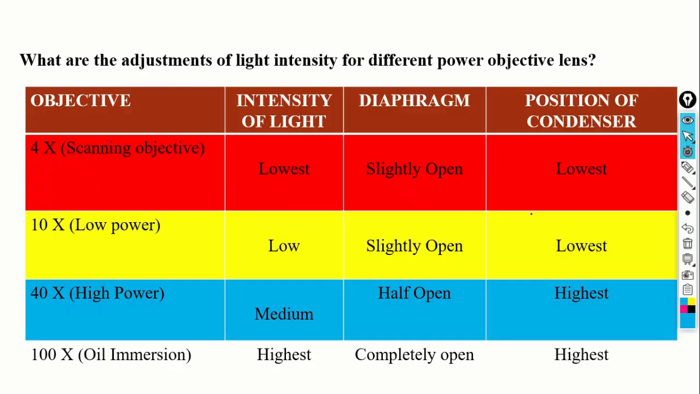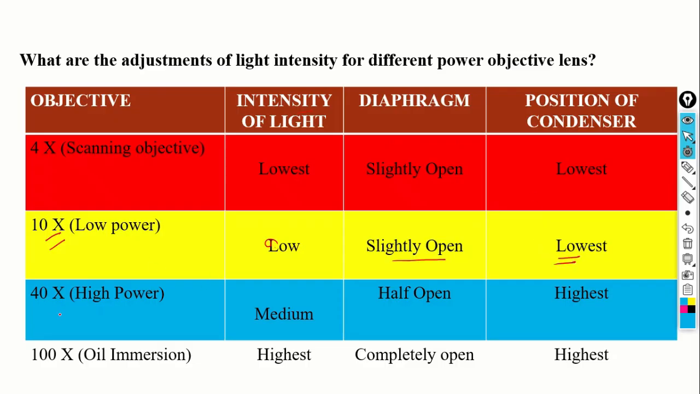If the objective is 4x, you have to remember that the intensity of the light should be at the lowest, the diaphragm slightly open and the position of the condenser lowest. And if it is 10x, that is low power, then the intensity of the light is low, the diaphragm again slightly open and the position of the condenser lowest.